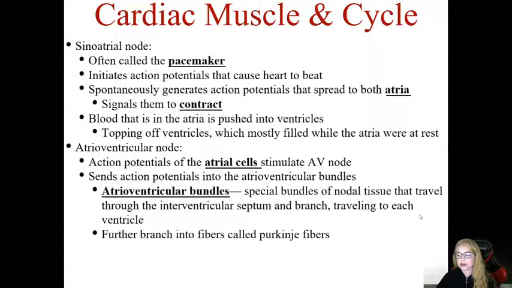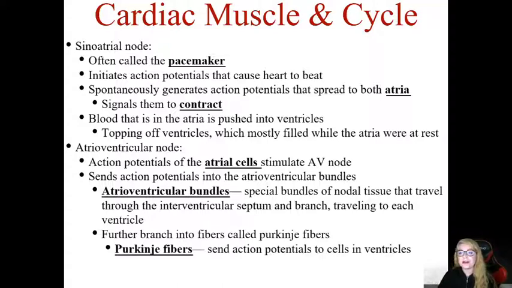It then further branches into fibers that we call Purkinje fibers. I always found that to be a really funny name when I was in college, but Purkinje fibers send action potentials to the cells in the ventricles. They are called Purkinje fibers because of the person who discovered them.